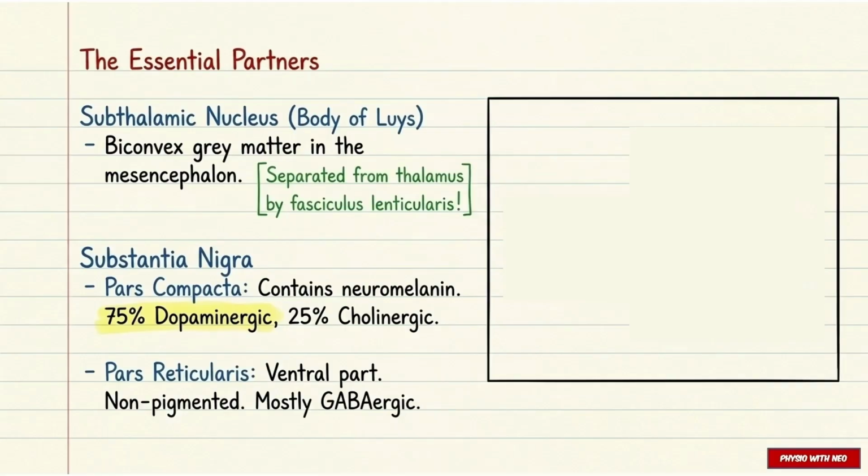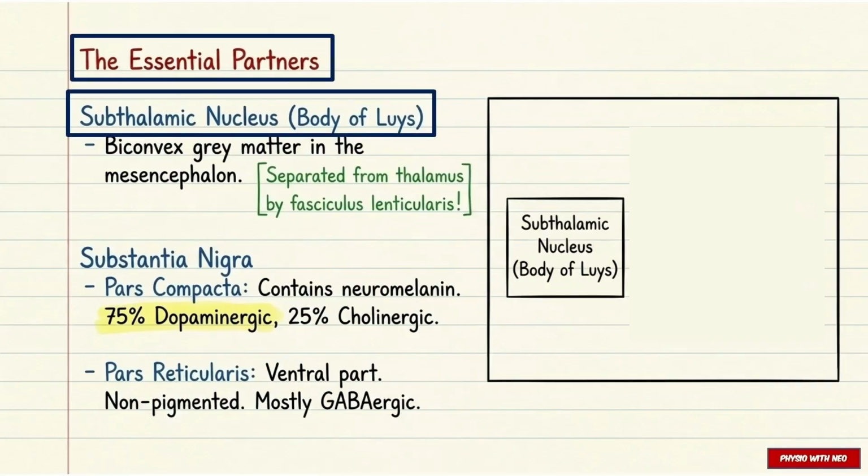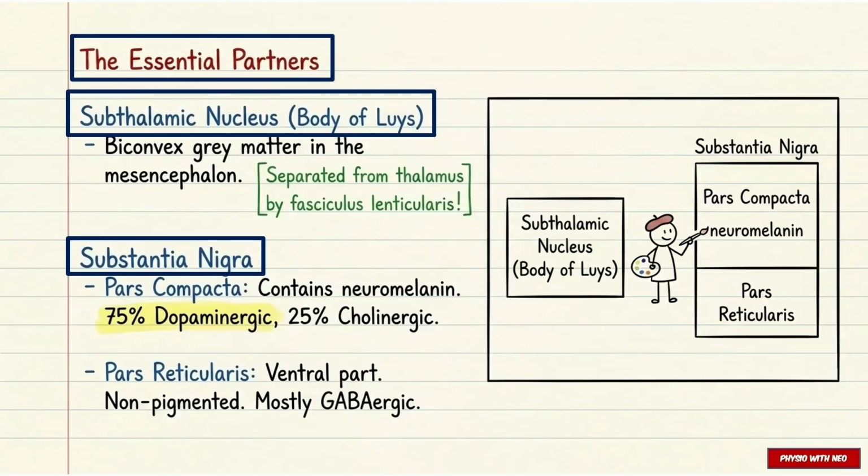The subthalamic nucleus plays an important role in regulating the movements. Whereas substantia nigra has two parts: pars compacta containing 75% dopaminergic and 25% cholinergic neurons, and pars reticularis which contains mostly GABAergic neurons. Here is a small trick.